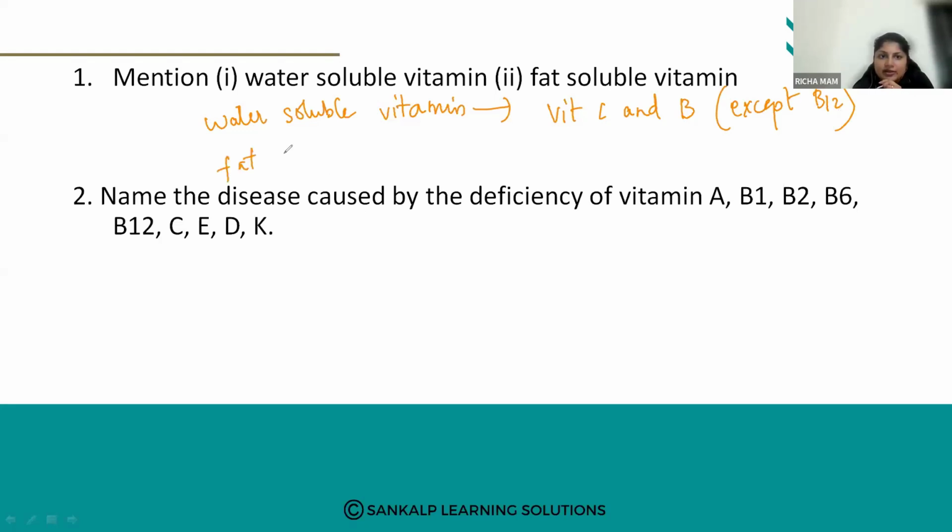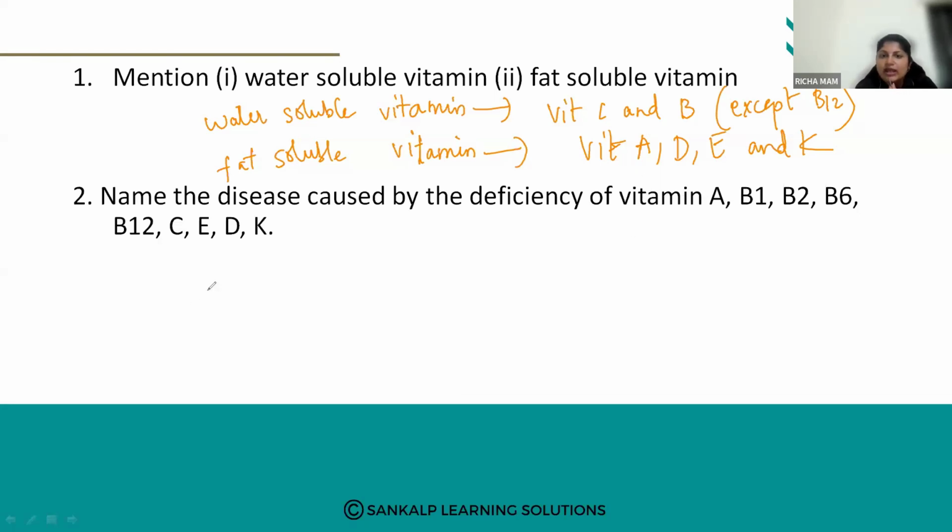Then the fat soluble vitamins are your vitamin A, D, E, and K. Very important. So each question is one mark. Water soluble vitamins: vitamin C and B, except B12, and fat soluble vitamins: vitamin A, D, E, and K.